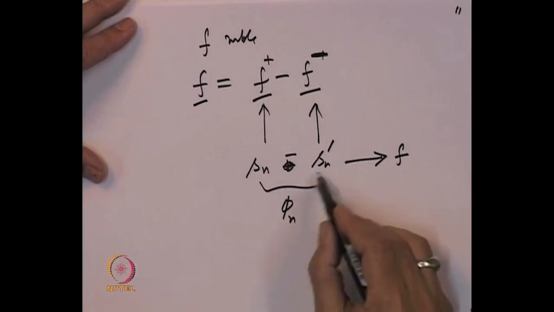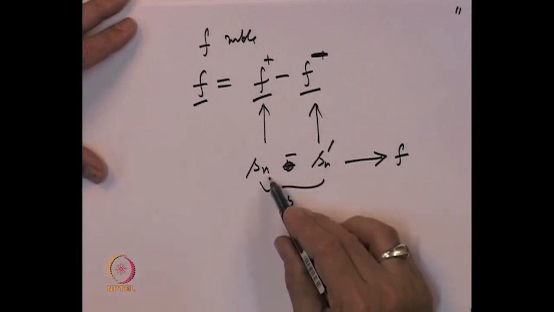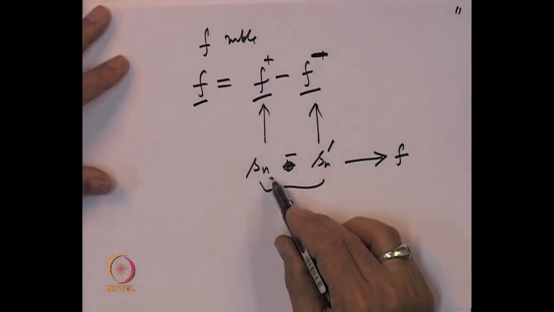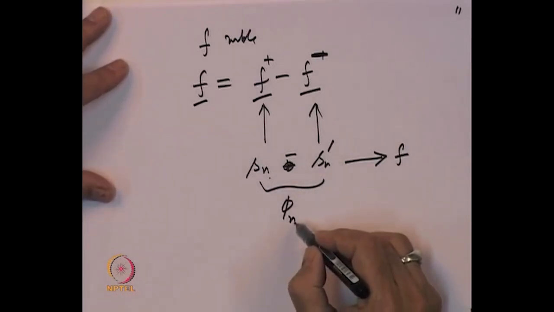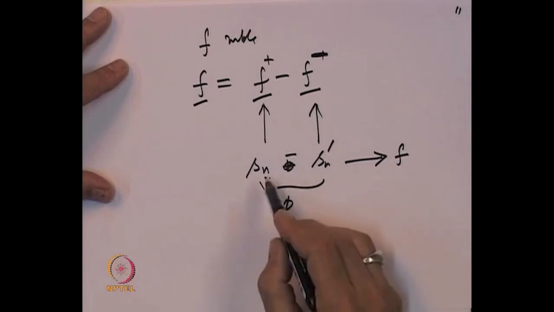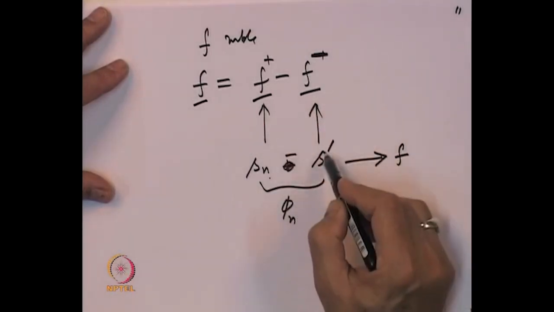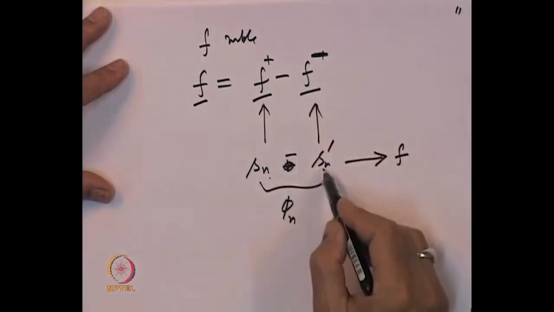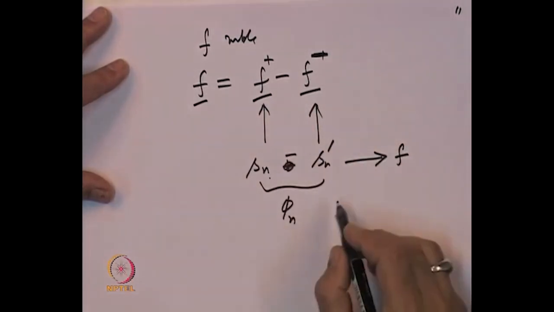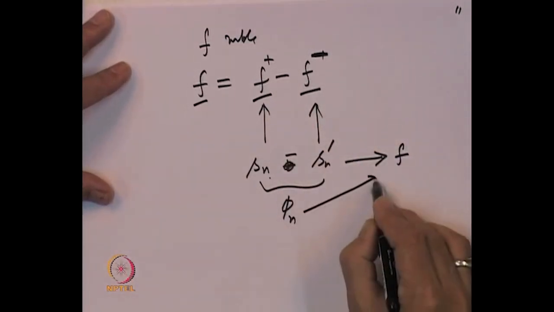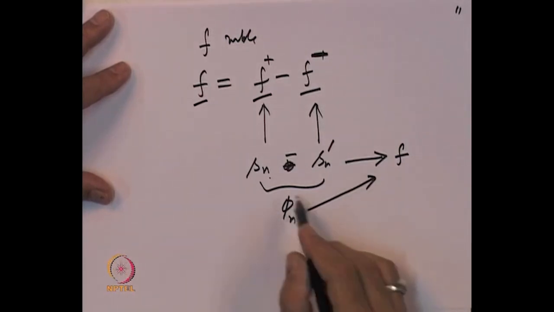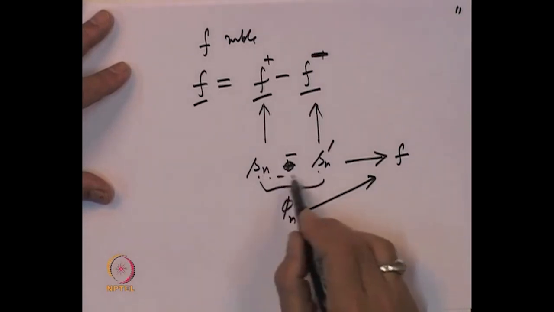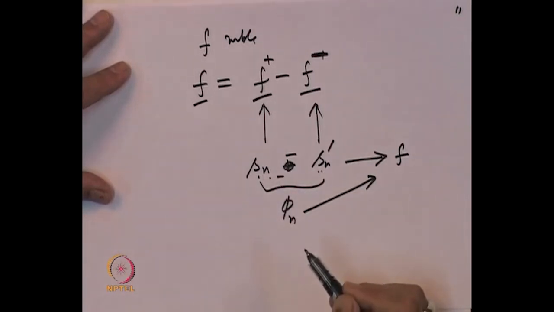S n is a simple measurable function, S n dash is a simple measurable function. So, phi n is a simple measurable function. S n converges to f plus, S n dash converges to f minus. So, the difference will converge to the difference, which is f. The only thing is, this phi n converges to f, but we cannot say phi n's are increasing anymore. Each one of them is increasing, but the difference may not be increasing.